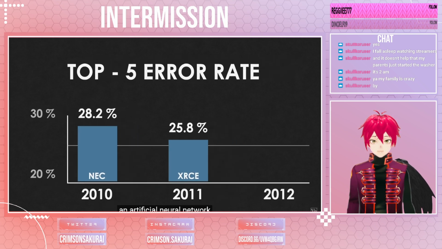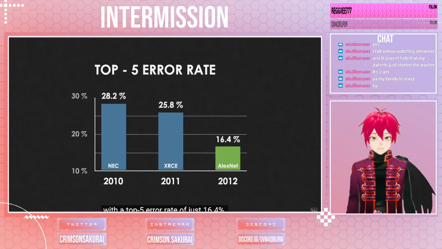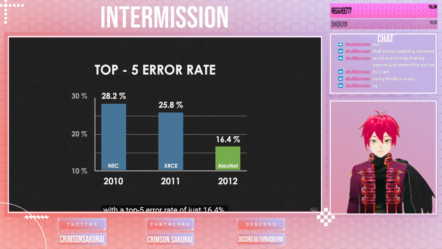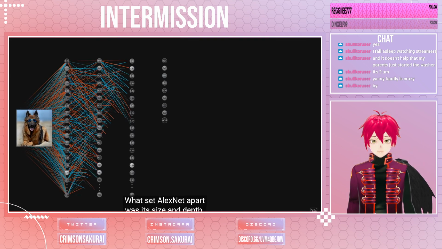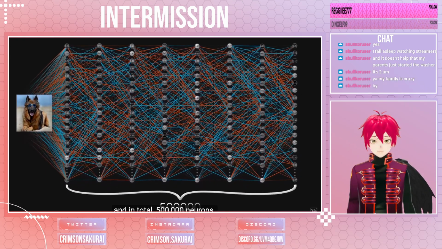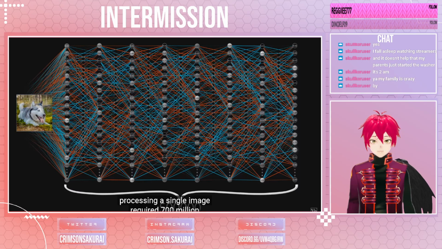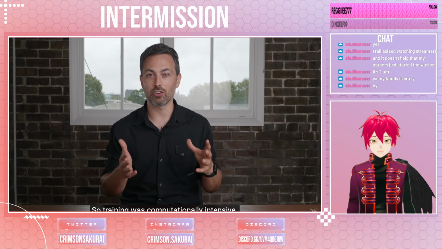But the next year, an artificial neural network from the University of Toronto called AlexNet blew away the competition with a top 5 error rate of just 16.4%. What set AlexNet apart was its size and depth. The network consisted of 8 layers, and in total 500,000 neurons. To train AlexNet, 60 million weights and biases had to be carefully adjusted using the training database. Because of all the big matrix multiplications, processing a single image required 700 million individual math operations. So training was computationally intensive.